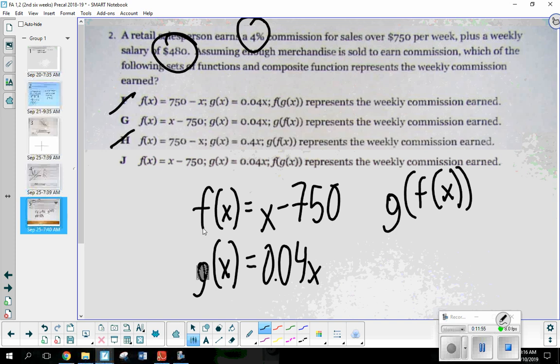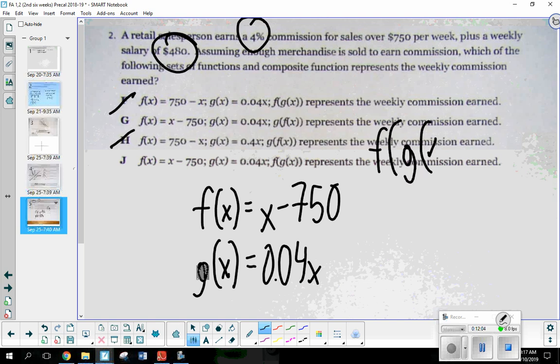See, I can show that the other composition doesn't work. If you're going to do f of g of x, you'd have to do it over the 750 plus whatever difference you made, and then you'd have to subtract 750. That's like times that 4%, and since that's not in the equation, it doesn't really work out. So you'll end up with g of f of x. So answer choice G. That's what we get. Does that make sense? Lose anyone?